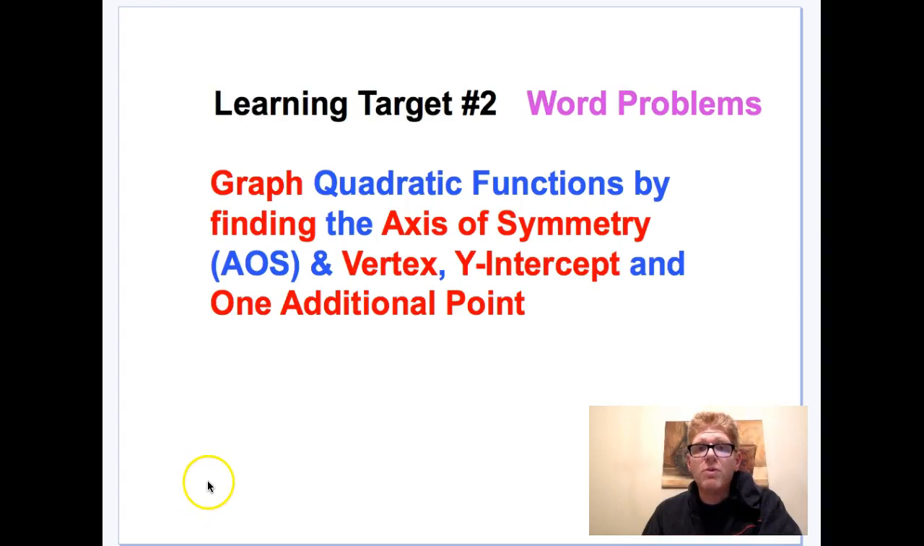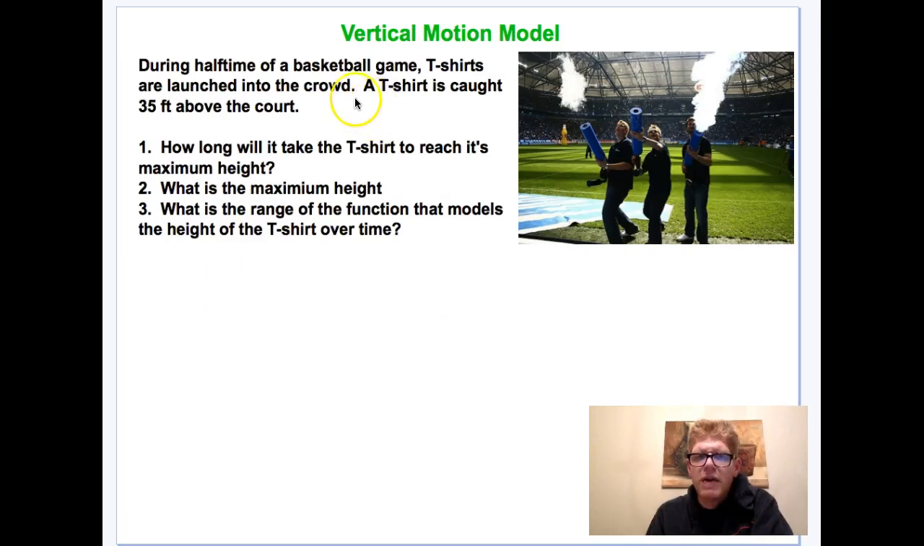All right, so let's take what we've learned about quadratic functions and graphing and the axis of symmetry and the vertex and the y-intercept and all that good stuff and use it to solve a word problem. During halftime of a basketball game, t-shirts are launched into the crowd using some sort of strange device. What is that? A t-shirt is caught 35 feet above the court.